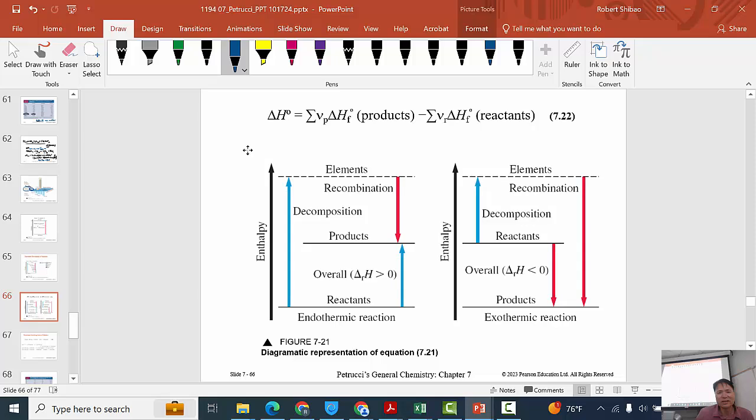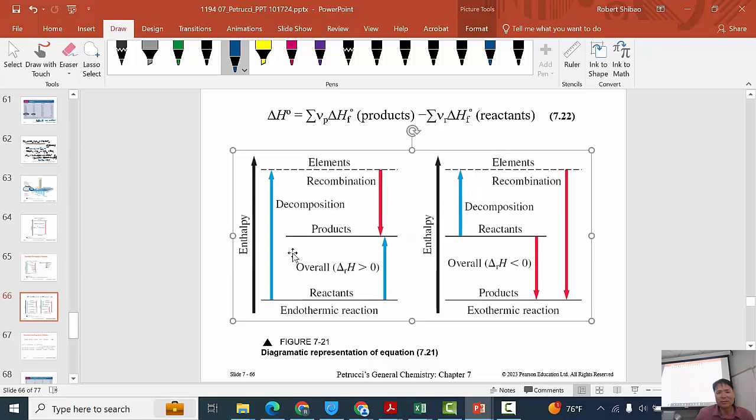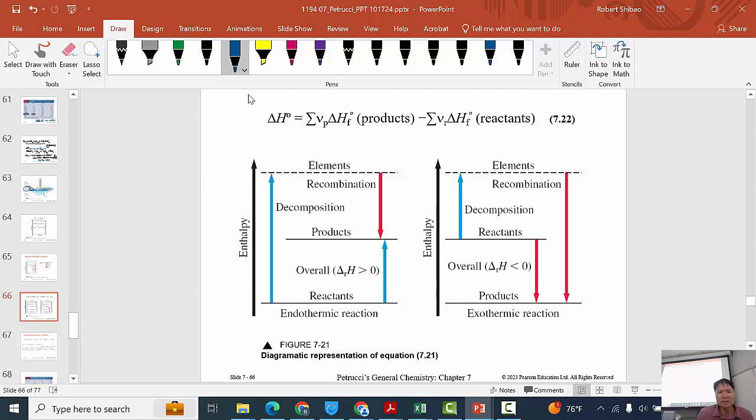You don't need to know these enthalpy diagrams. We call this an enthalpy diagram, but it's essentially showing you how we add these up to get the steps. But this is the key equation here, and so this equation is critical. This is the easiest way to determine delta H's here.